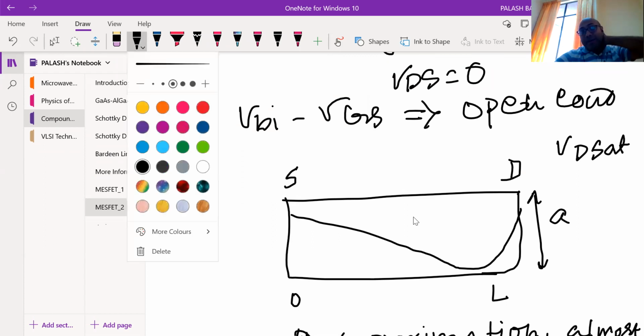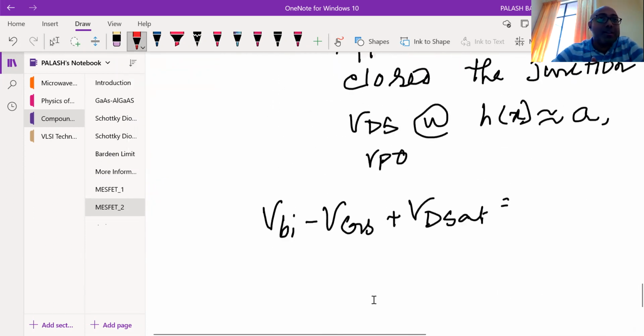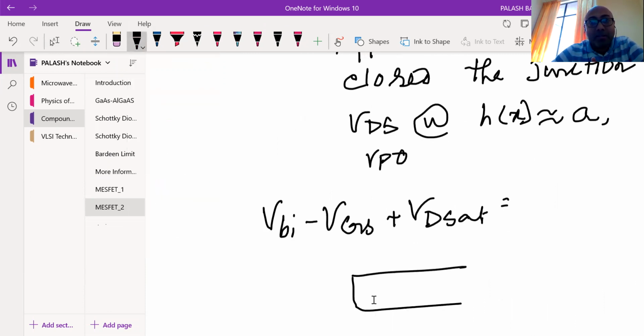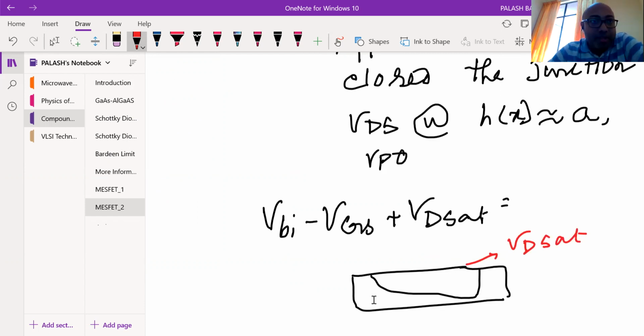Now you may ask, what will happen if I still increase my drain to source voltage above VD SAT? In that case, your junction will increase on the other side. Just for an example, suppose you have this kind of situation, and this is the voltage at which you have received this. I am talking about VD SAT. If you still apply more voltage, your junction will increase on this side or this side. There won't be any increase on the vertical side. There would be an increase on the horizontal side.